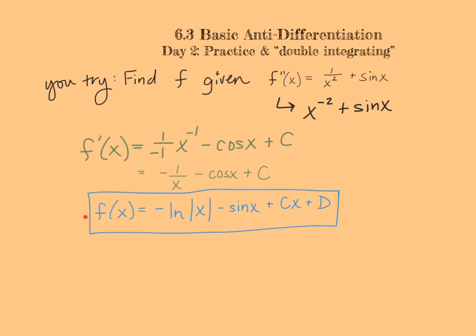Then we take the antiderivative once more to find our original function f. 1 over x, its antiderivative is the natural log of the absolute value of x. It was negative. The antiderivative of cosine is sine. So since it was negative, that also remained. The antiderivative of c is cx. Then we need a plus d.